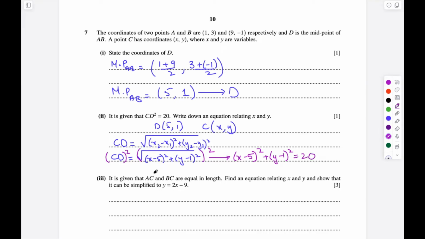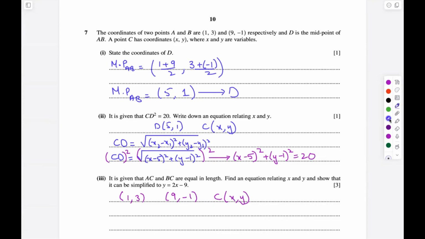In part 3, it says it is given that AC and BC are equal in length. Find an equation relating x and y and show that it can be simplified to y equals 2x minus 9. Now we have the coordinates of A, which are (1, 3), the coordinates of B as (9, -1), and the coordinates of C are (x, y).